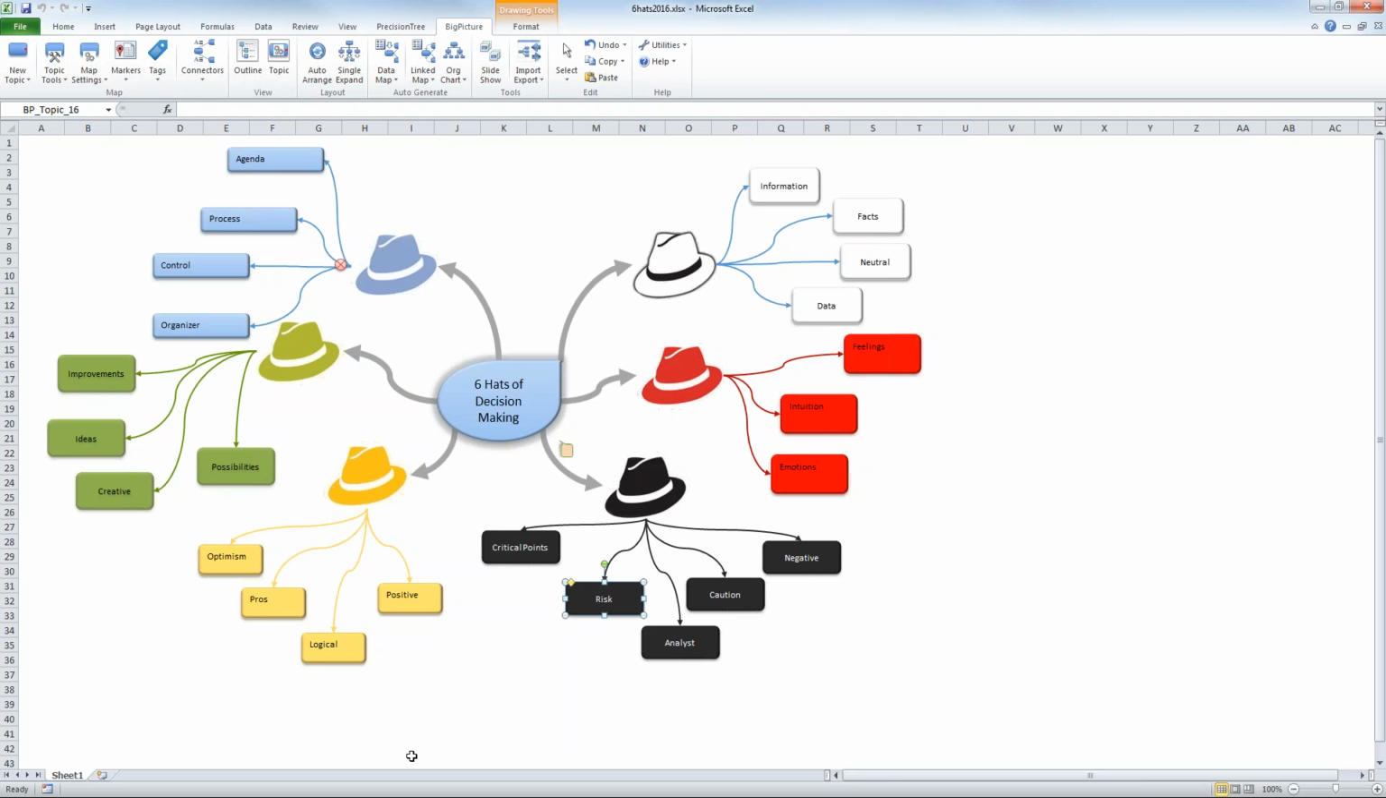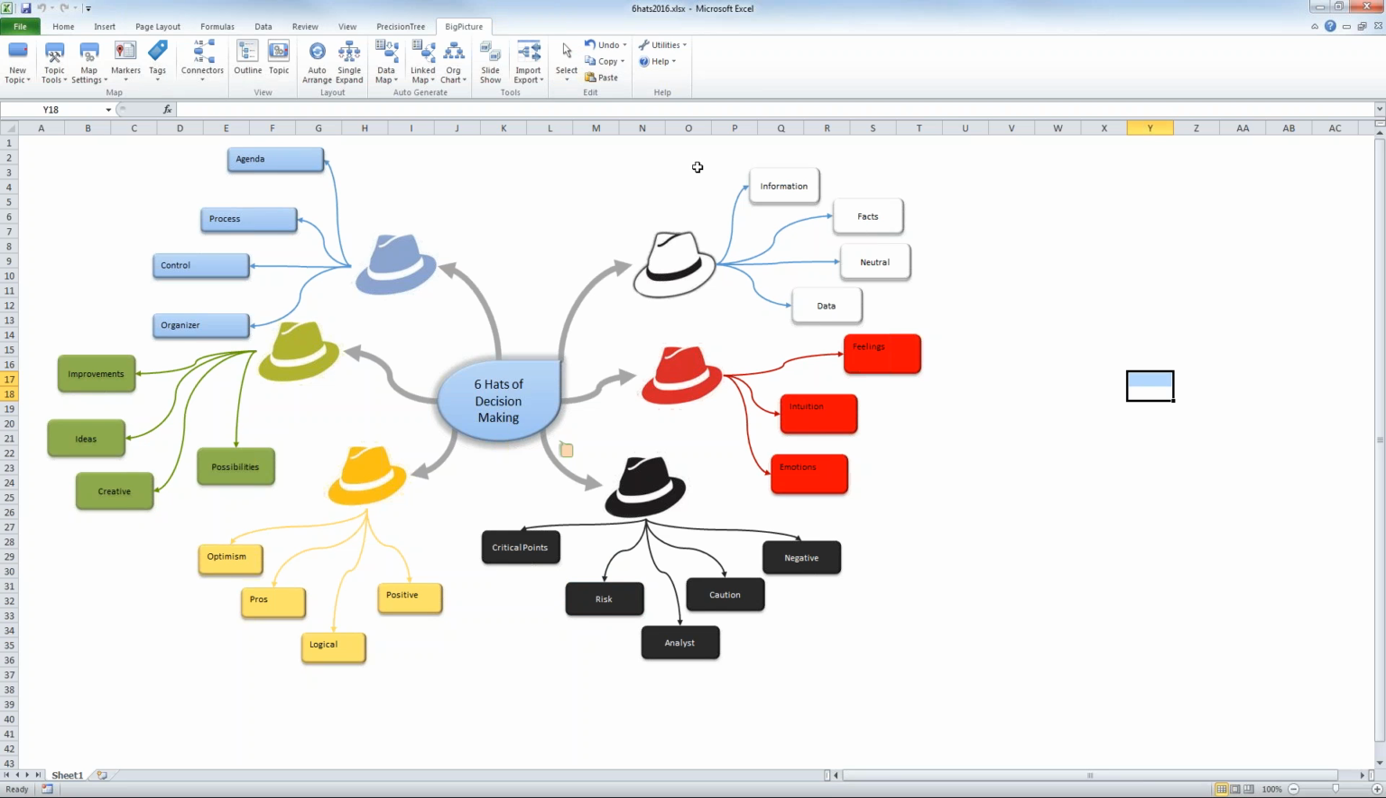Like PrecisionTree was? Not right now. There's no data here, right? However, there is a way to incorporate data in BigPicture too, because of course if Palisade is going to develop a product, it's going to have some sort of number crunching in it. It's just the way we roll. So I want to just quickly show you.